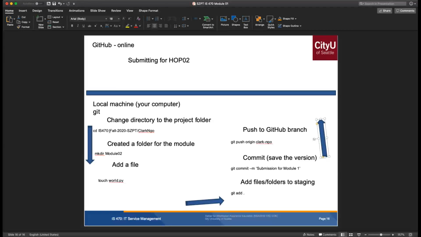So your process would be like this. Create the new folder, add your code files, and do the first two steps to update your local machine, the add and commit, and then push to GitHub. Okay, I hope that helps.